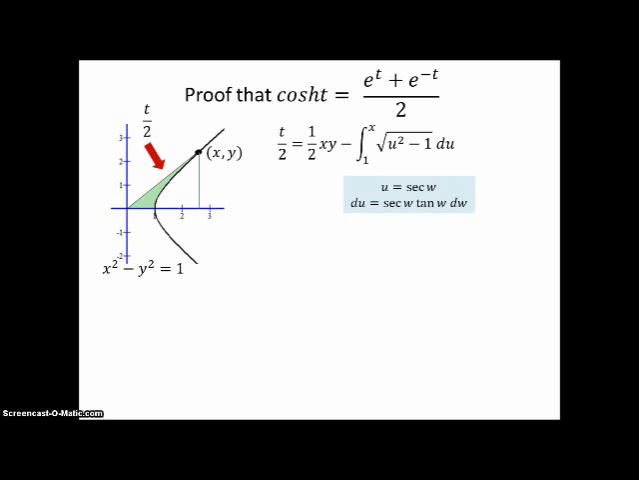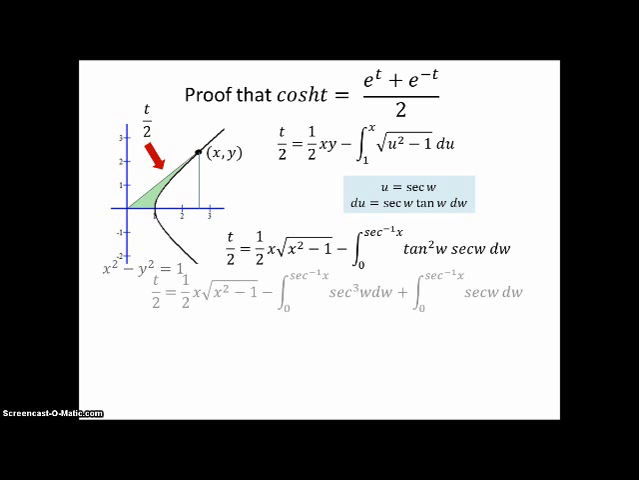Okay, so the next step, I need to solve that integral. So I use trig sub. I let u equal secant w. du is secant w tangent w dw. And then I also replaced y with the square root of x squared minus 1 in the first part of the area.